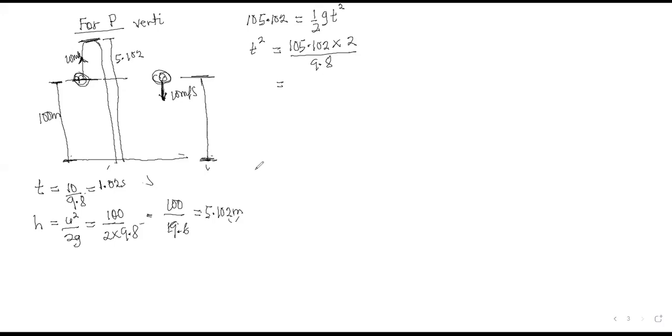Let's do that quickly, please. So we should get 210.204 all over 9.8 when you multiply it by the 2. I want the final answer. So this is 21.45.